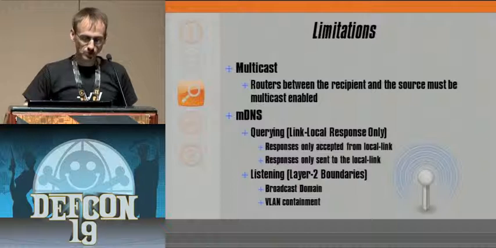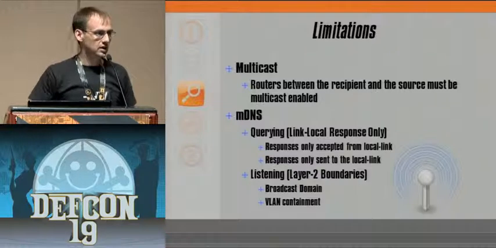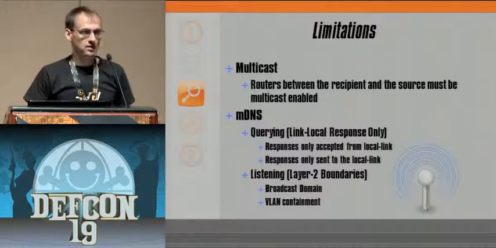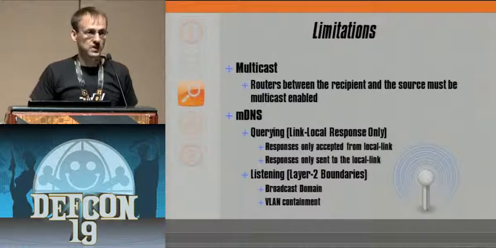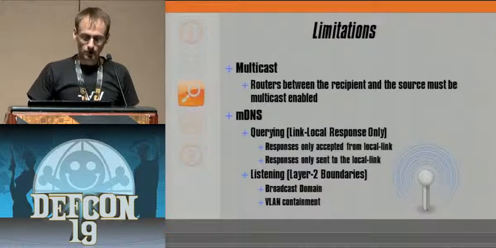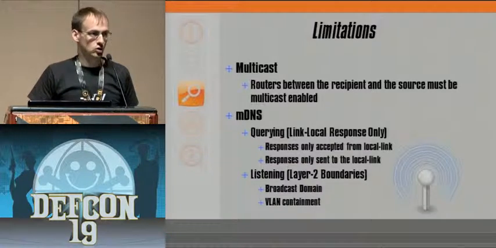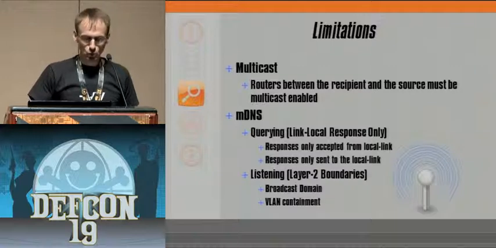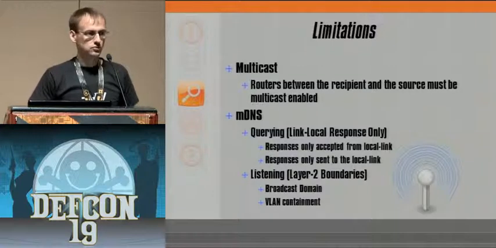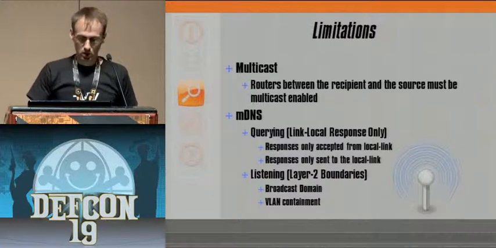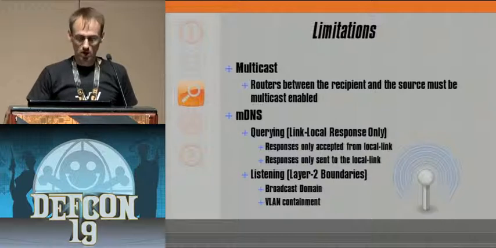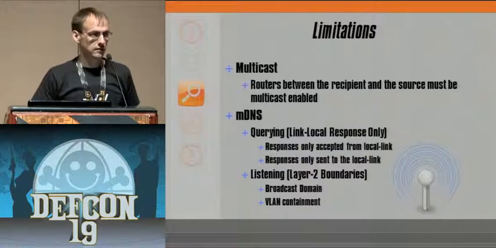MDNS has some limitations as well. If you're talking about just querying, if you're just trying to get that name, you're just trying to ask it what records it has or see if it has a particular record, there you are only going to get link local responses, and that's actually something that's designed into the protocol itself. And if you're talking about listening, which is where the real fun is at, you are limited by the layer 2 boundaries, the layer 2 broadcast domain, as well as any VLAN containment that they've implemented. Okay.